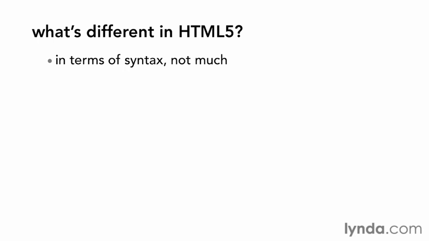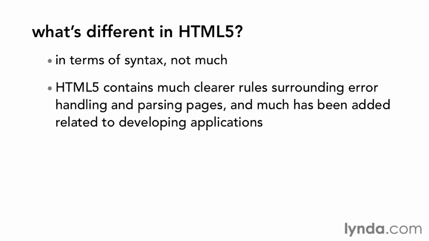It introduces a few new elements. It gives user agents clear rules about how HTML should be parsed and how errors should be handled. But where the specification really diverges from HTML 4.0 is its focus on building applications. Things like drag and drop, location detection, and support for drawing services like Canvas make it more of a platform for developing applications than a mere markup language.